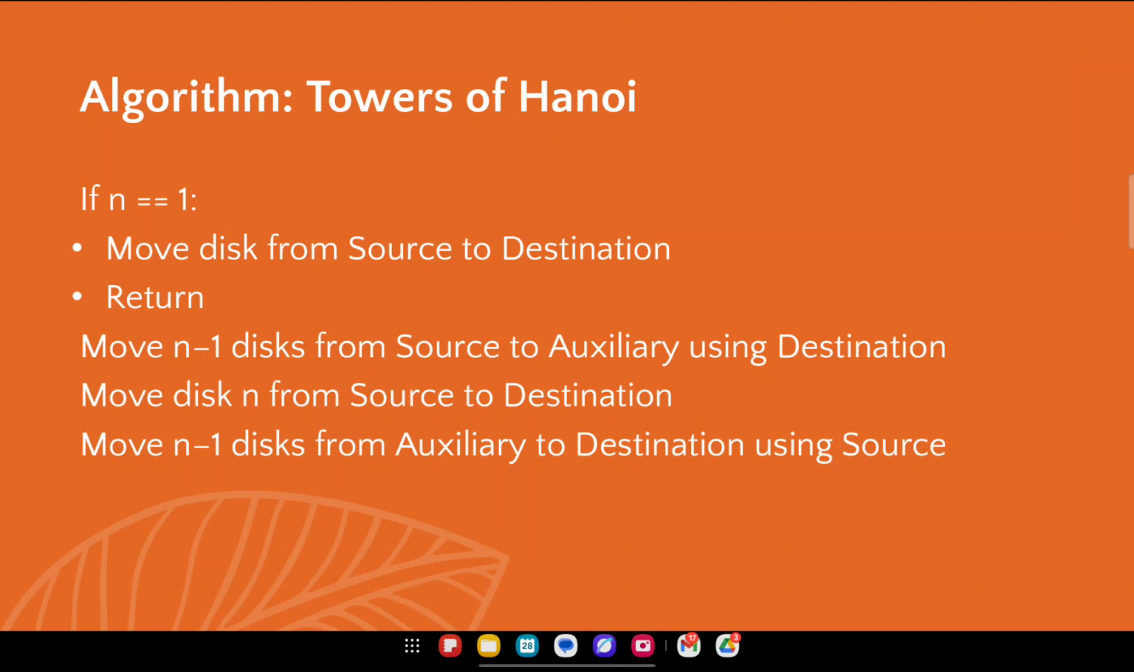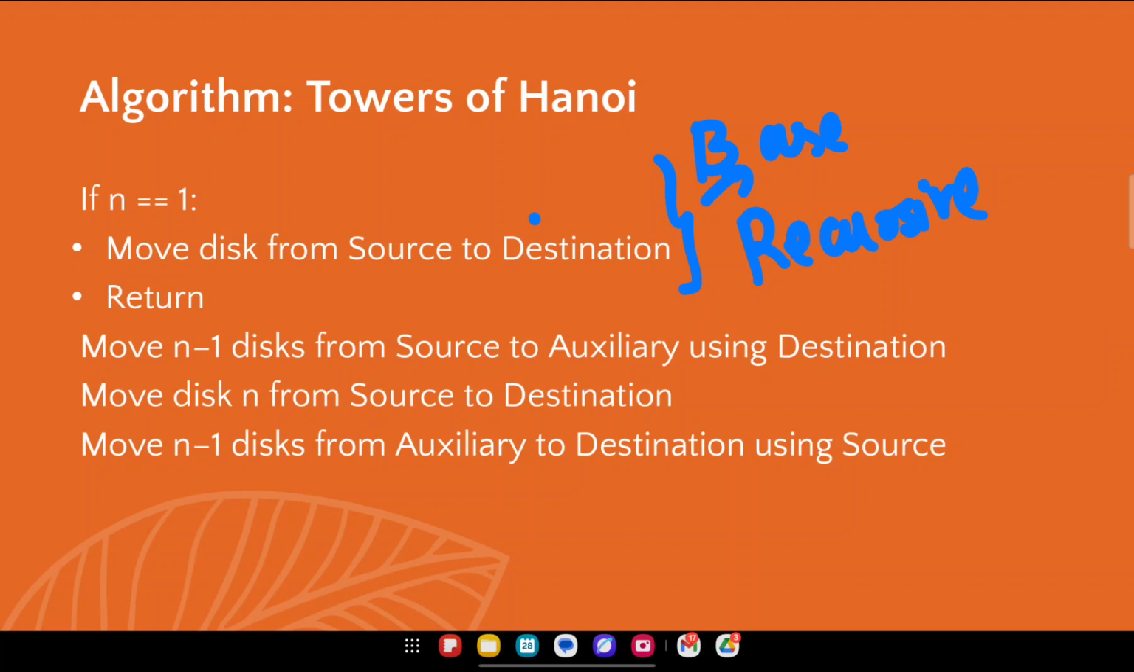So now the recursive algorithm for Towers of Hanoi. In recursion, every problem has 2 parts: one is the base case, another one is the recursive case. For every recursive algorithm, these are the 2 parts. These 3 lines are for the base case. If there is only one disk, that is n equals 1, we can directly move the disk from source to destination. No further steps are needed.